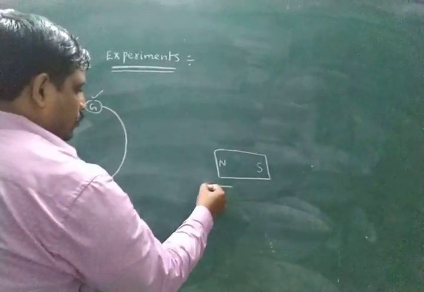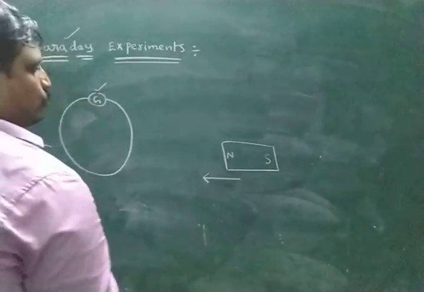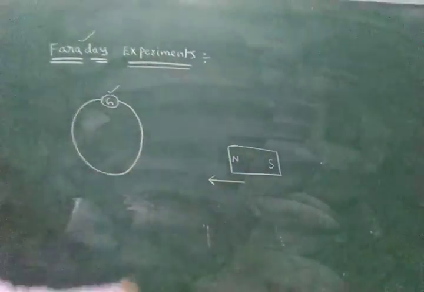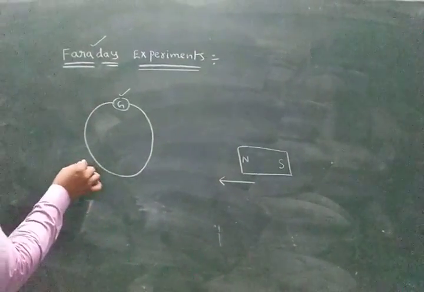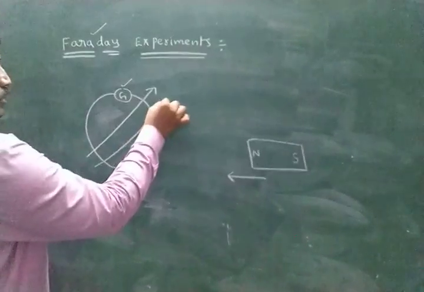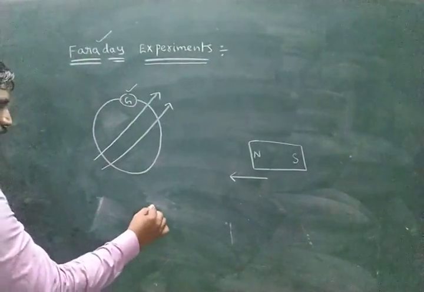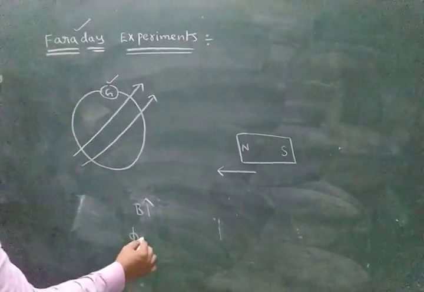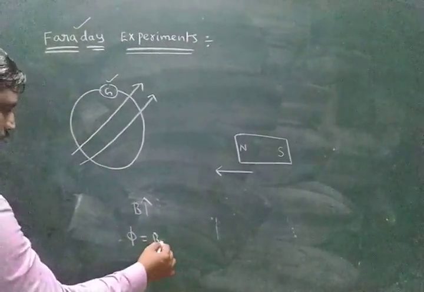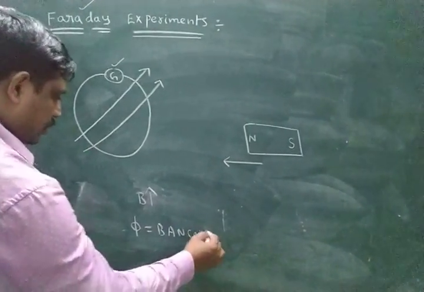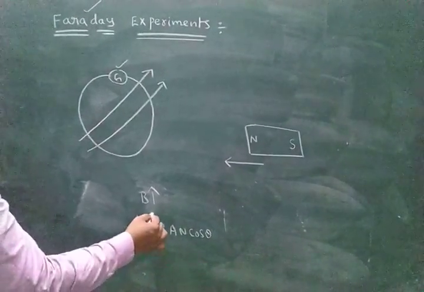Faraday observed the magnet moves towards the coil. In the situation, magnetic lines on the coil increase. Simply, the magnetic field on the coil increases. The flux formula is B A N cos theta.